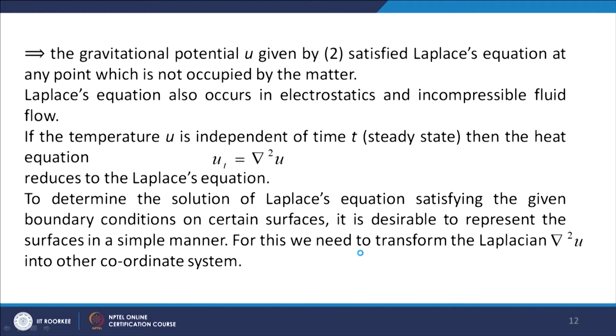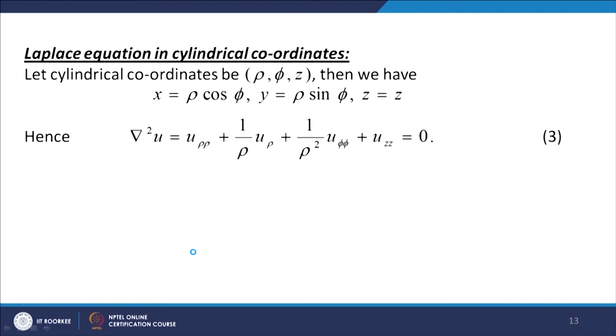If the temperature u is independent of time, that is, we are in the steady state, then the heat equation u t equal to del square u reduces to the Laplace equation. Now, to determine the solution of the Laplace equation satisfying the given boundary conditions on certain surfaces, it is desirable to represent the surfaces in a simple manner. For this, we need to transform the Laplacian del square u into other coordinate systems. So, let us look at the Laplace equation in cylindrical coordinates.